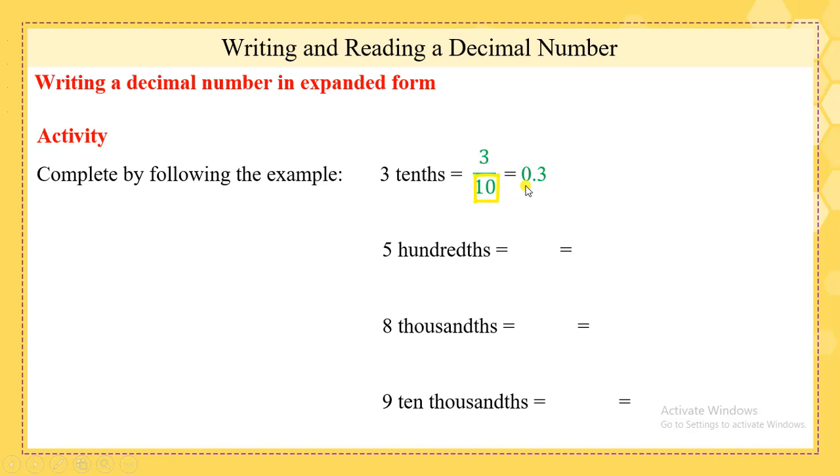Now, to write it as a decimal number, we should notice that we have 3/10, so we do not have any whole number part. Then we write it 0.3 because the first digit after the decimal point is 3. Then it is 0.3, we have 3/10. Now please pause the video and try to solve the activity.